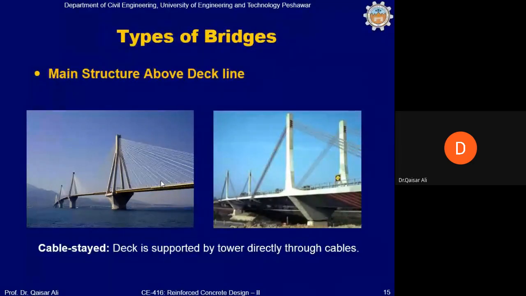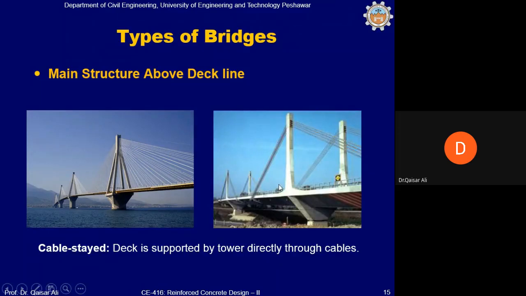However, in the case of cable stayed bridges, all the cables are radiating from the main tower, and every cable is taking the load of the bridge. All cables are connected to the bridge, and every cable is taking the load of the bridge and transmitting its part of the load to the tower in this manner.